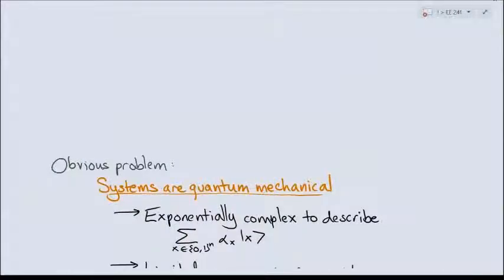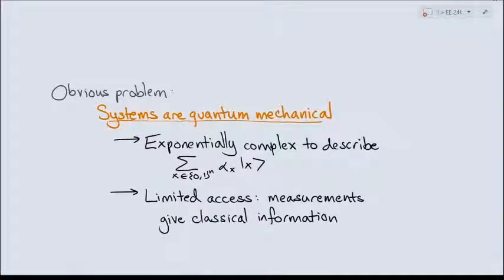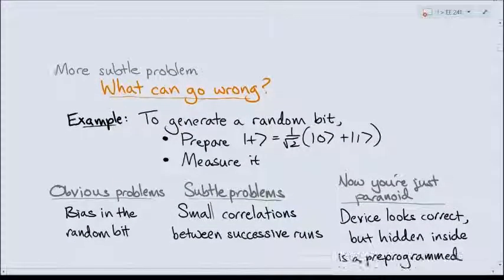Okay, so if we're trying to understand quantum systems, there's this obvious problem, as Umesh said, that these systems are exponentially complex to describe. And furthermore, we only have access to them classically, because we're essentially classical devices ourselves. Right? We only see a few measurements of this exponentially complex quantum state. But there are also more subtle problems.